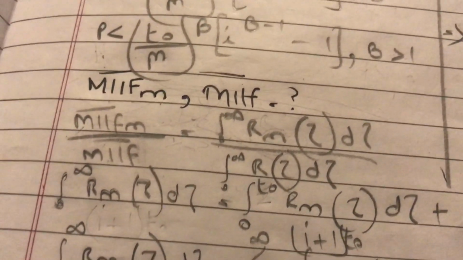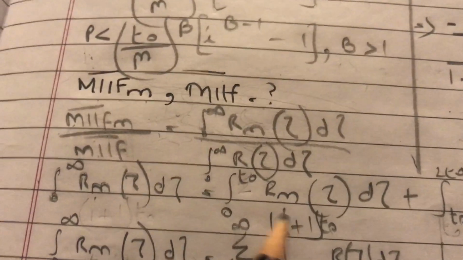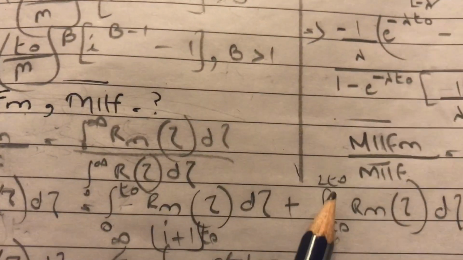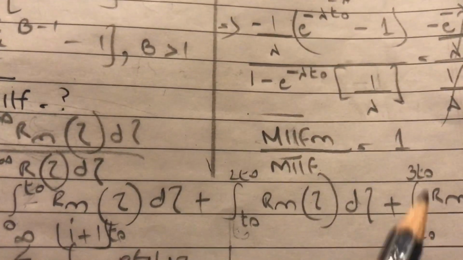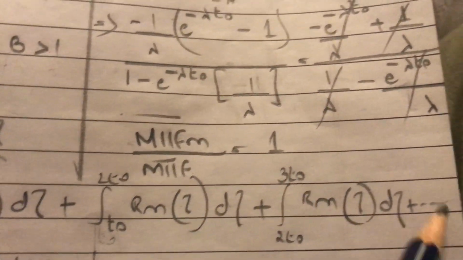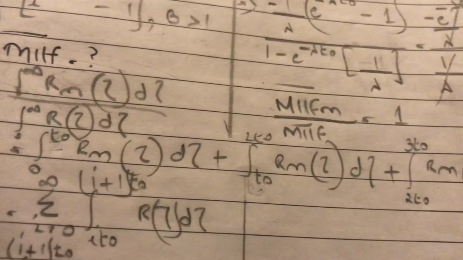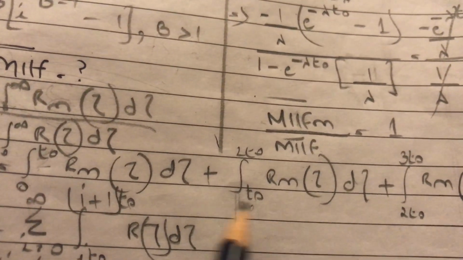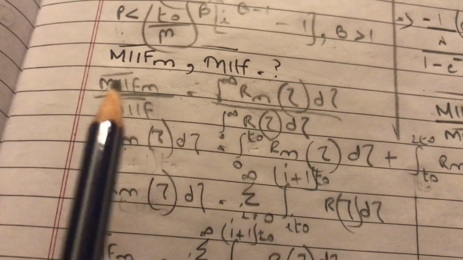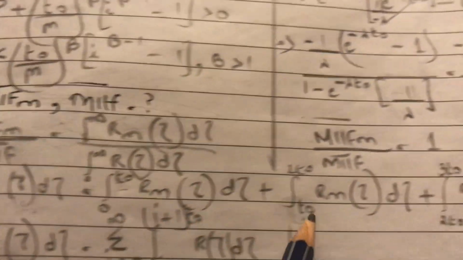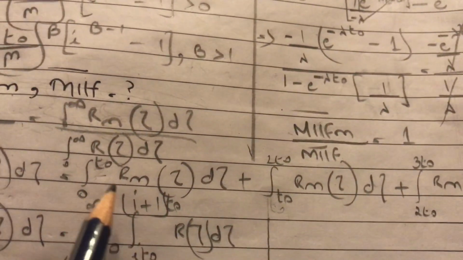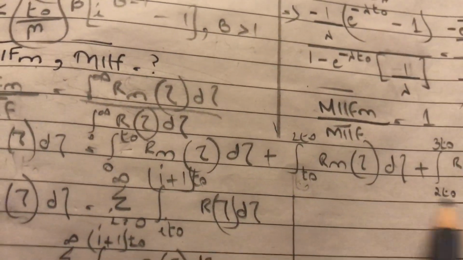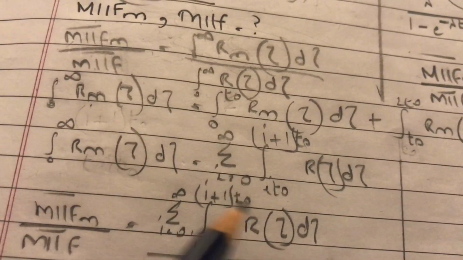And you know that we have R_M(t) in the form of this. We have R_M(t) from 0 to t0, and t0 to 2t0, and 2t0 to 3t0, and so on. So that's why we have written it like this, because we have our t in the form of this. It has different limits, so we have integrated it in the form of this.